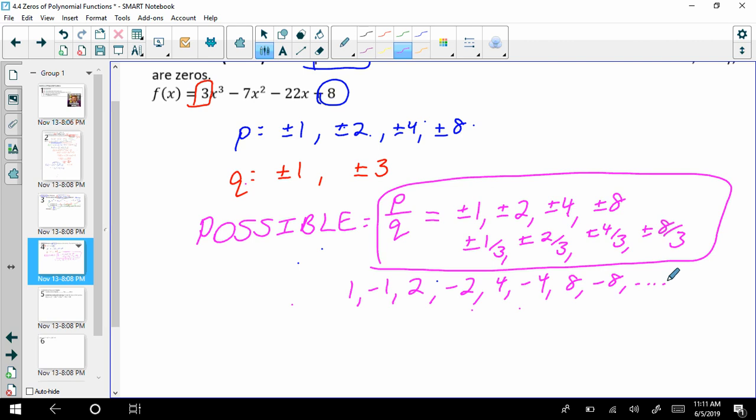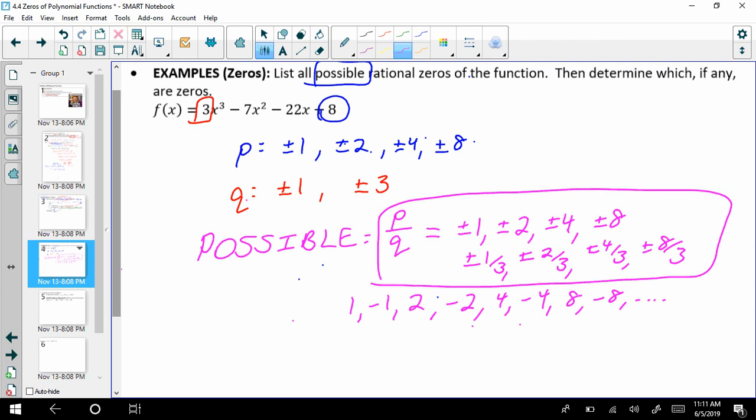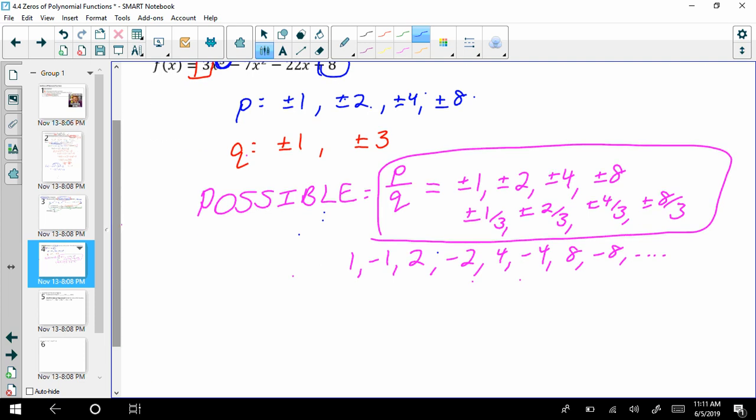So now the question is, determine which, if any, are the zeros. Well, my first question would be then, if I were to solve this polynomial, how many answers should I be expecting? Remember, this is where we look at the highest exponent. Since it's a 3, I should have 3 answers.